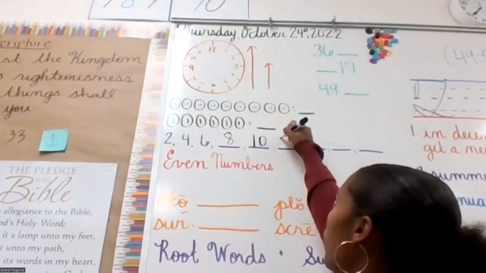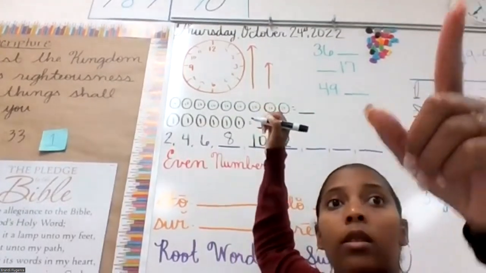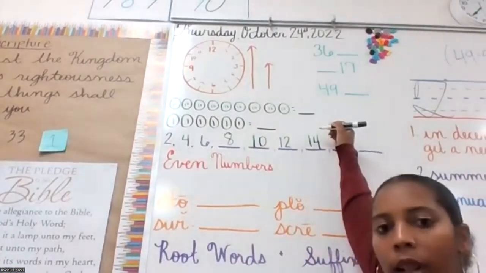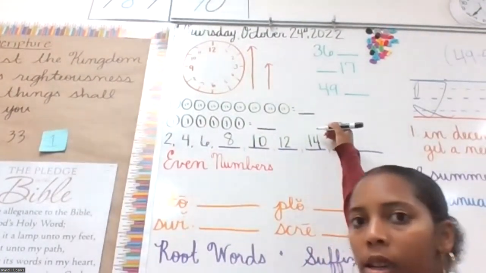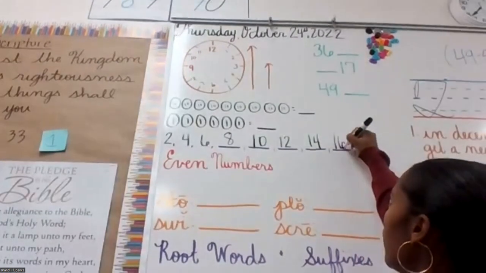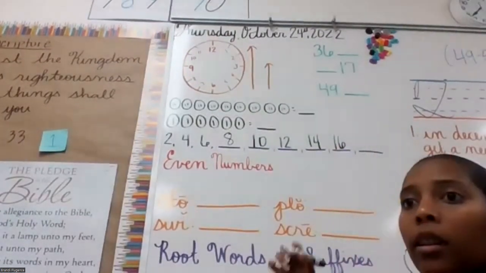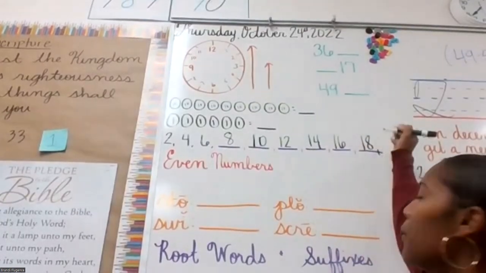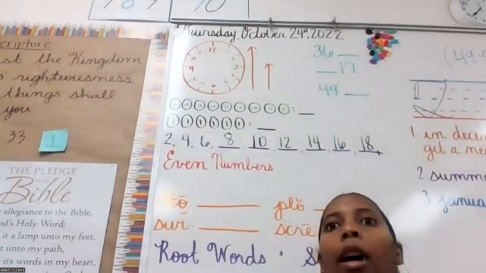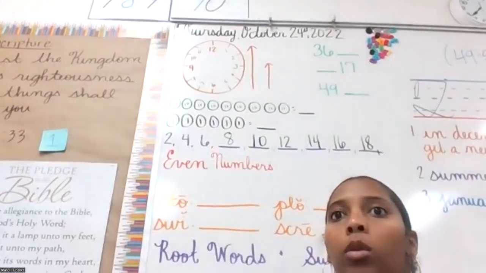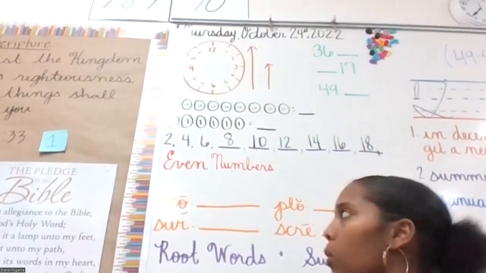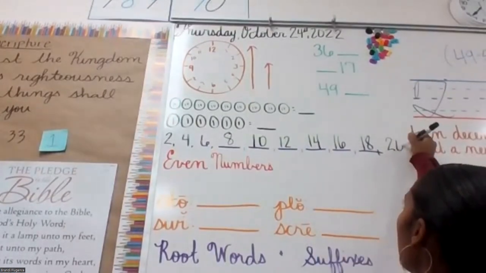Twelve. Fourteen. Asa. Sixteen. And eighteen. And then what will come after 18? Just so I can go all the way. After 18 will be your next 10. Always comes after 8. 20. Good. So let's count it out.